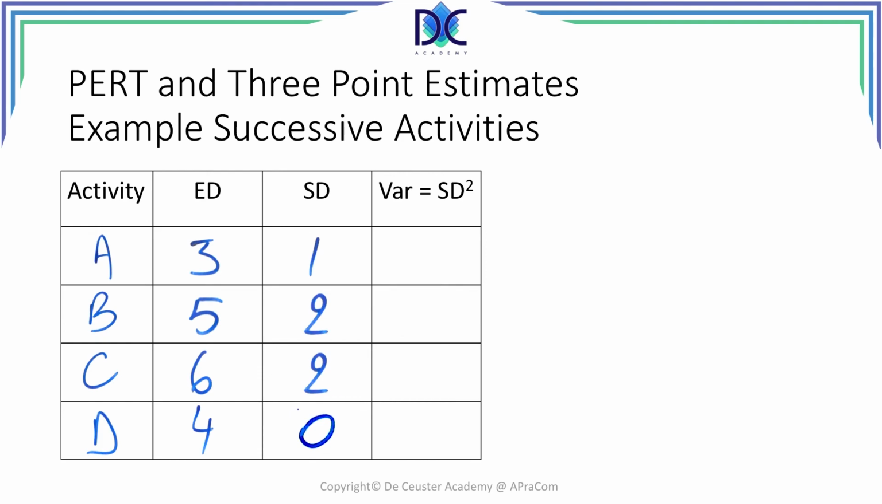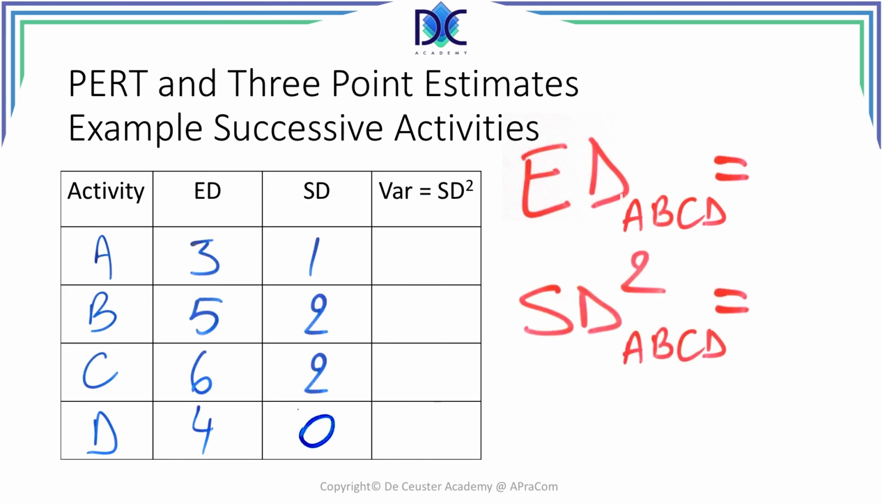But first of all, what are the additional elements that you have to calculate? First, you have to calculate the variance starting from the standard deviation. Then you have to calculate the expected duration of the path A, B, C, D. The next calculation is the variance of the path A, B, C, D, because it is not allowed to add standard deviations. We can only add variances.